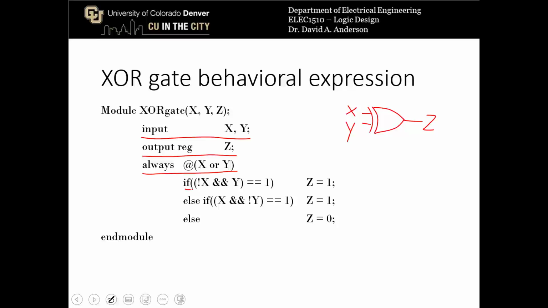So if not x and y are equal to 1, then z is equal to 1. So that's one of the minterms in the XOR gate that produces a 1 at the output. Then else if x and not y are equal to 1, z is going to be equal to 1. Else, for any other input condition, z is going to be equal to 0. And that's how you model behavioral circuits in Verilog. Behavioral expressions are going to be much more important in the upcoming chapters on sequential circuits.